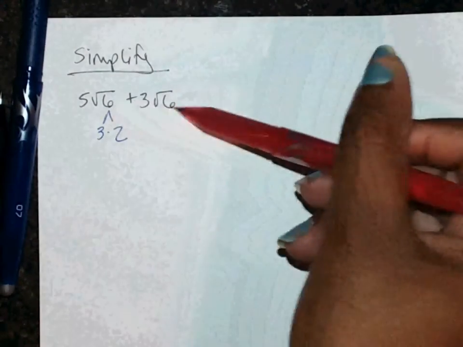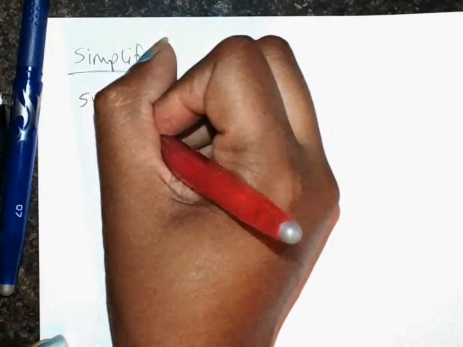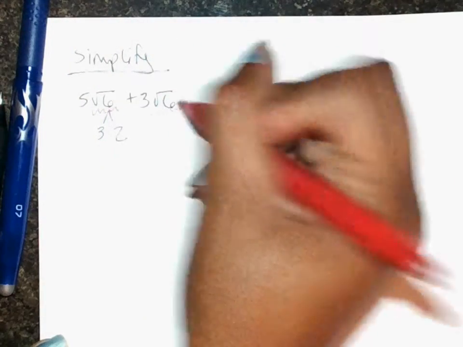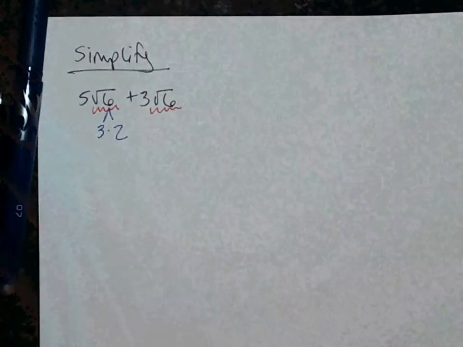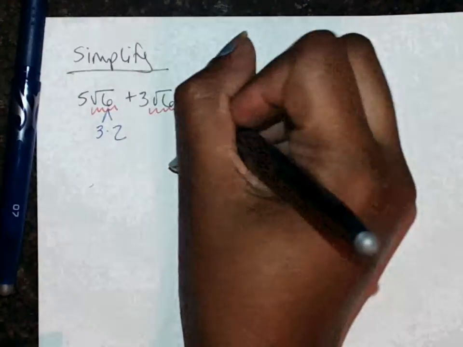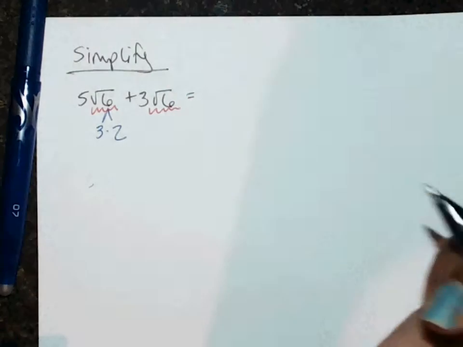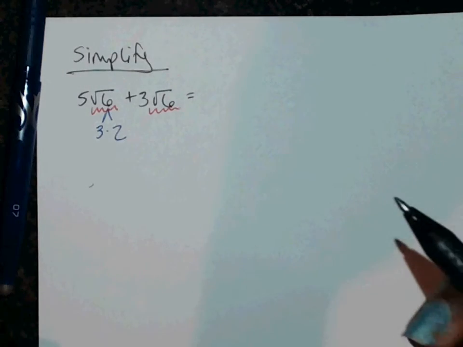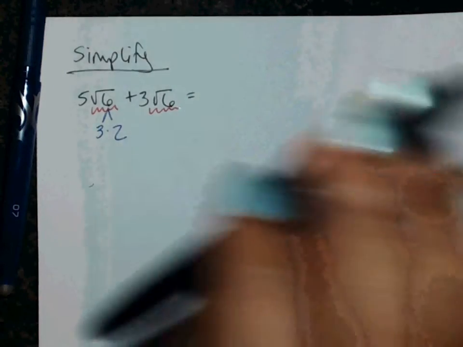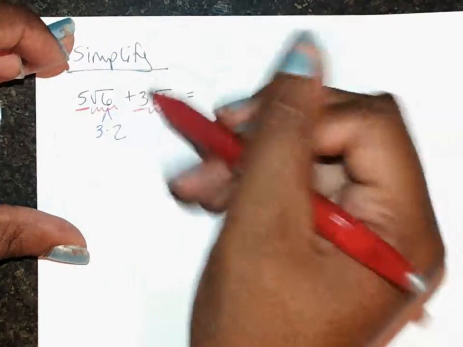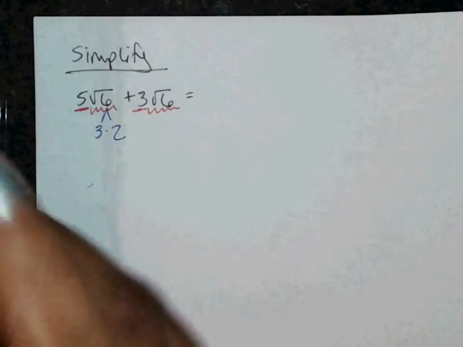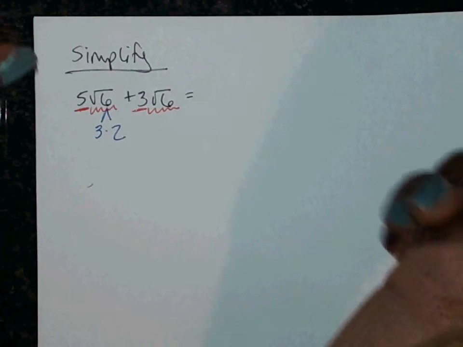Since my radicals are already simplified, all you have to do is check to see if they are the same. If they are the same, you know that you can actually add them. If they're not the same, then you just leave it alone. So you add the numbers up front because there's addition there. If there was subtraction, you would subtract.